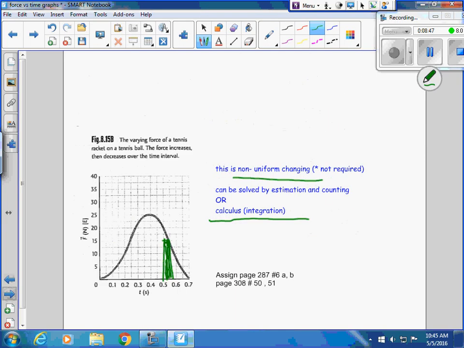Don't blow that. Okay, there are some textbook questions on page 287. Number 6, A and B, page 308, 50, and 51. And if I'm not mistaken, it's been a while because I didn't teach grade 12 last year, they are these ones right here. 50 and 51, yes. So what I did was I copied them out of the textbook for you to have. So you can actually draw right on there. So you can work on that sheet today, force versus time graphs.